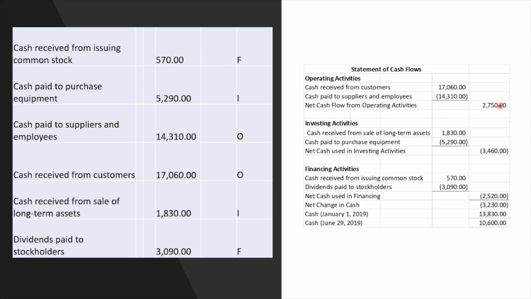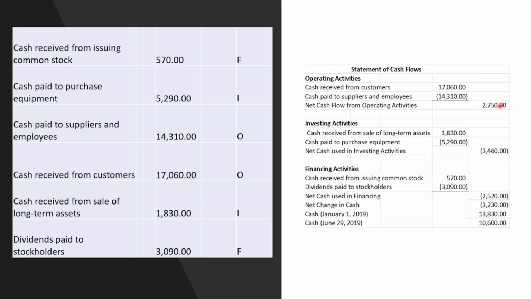Our investing activities, cash received from sale of long-term assets. Those are long-term assets. And so when we now sell them, we are getting a return, we are getting back from what we've paid initially. So that is an investing activity. And then when we actually buy new equipment, that's an investing activity. Cash paid to purchase equipment.